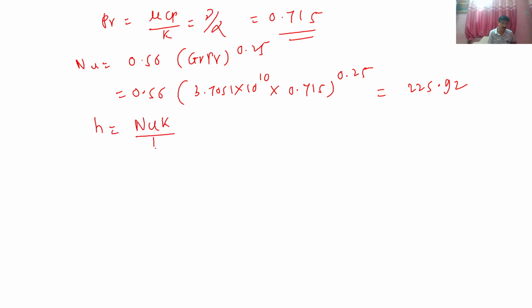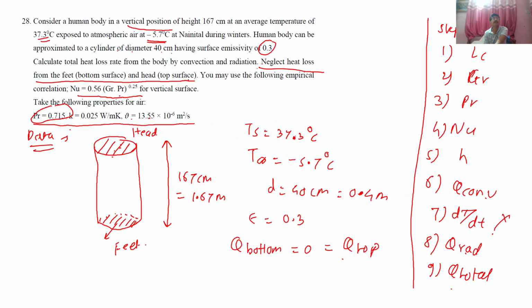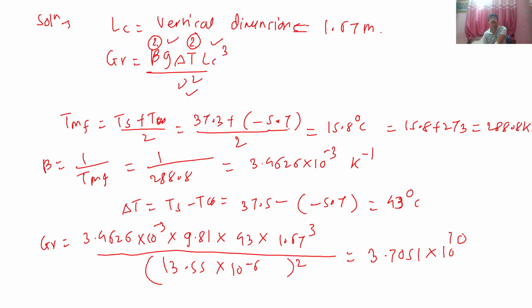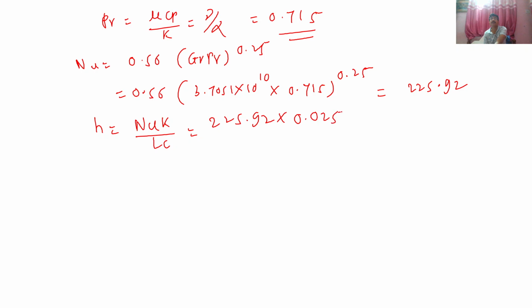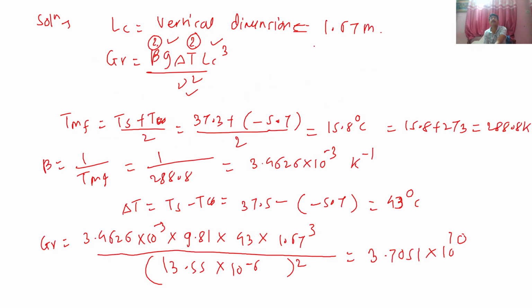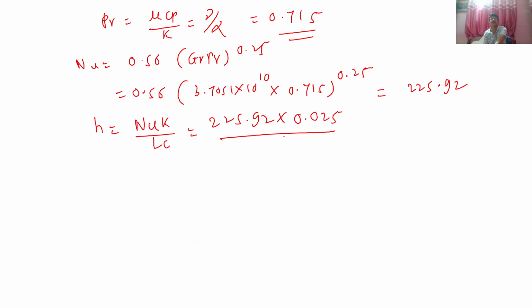Nu = hLc/k. This is the formula. So 225.92, the value of thermal conductivity, property table देखिए, the k value is given as 0.025, and Lc कितना था, vertical dimension, 1.67. So the value of h appears to be 3.3821 watt per meter square Kelvin. तो h हो गया. Now what is the next step to get Q convection?